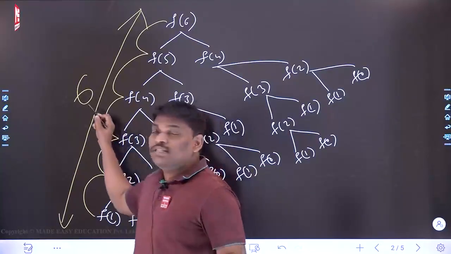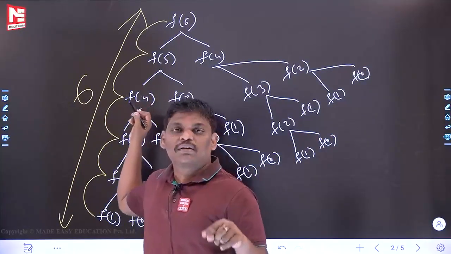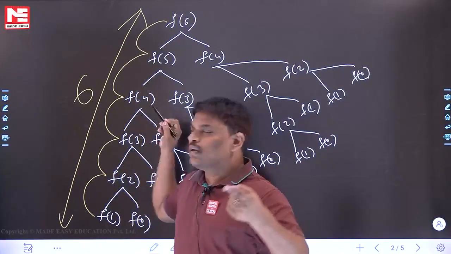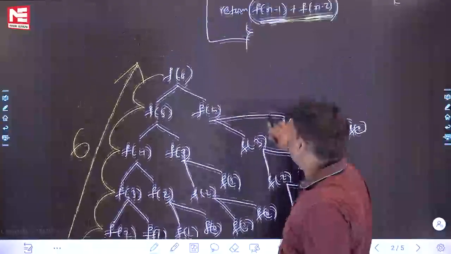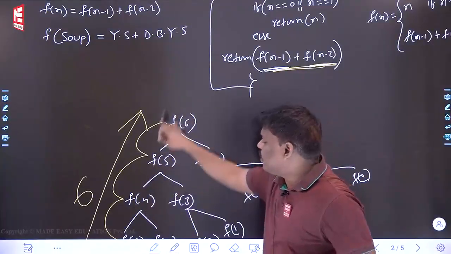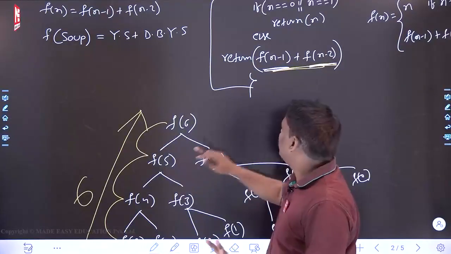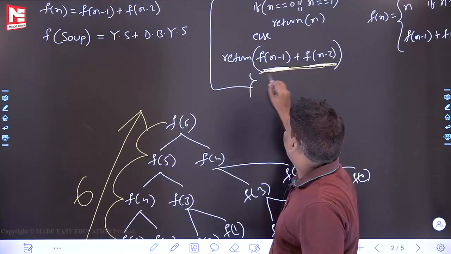Someone is asking, why is the 6 level tree on the left side? What is the reason? If you see the program, the left one in the tree is nothing but the first one in the program.